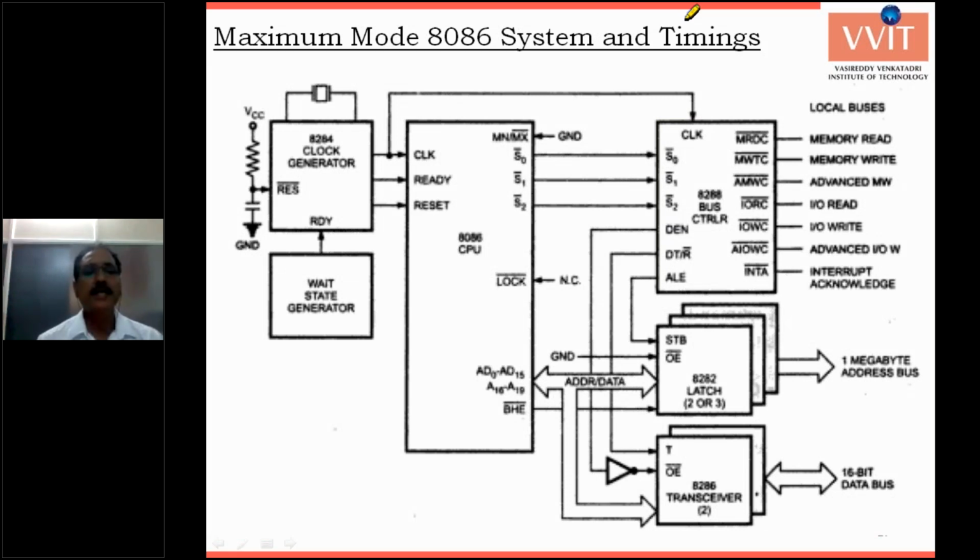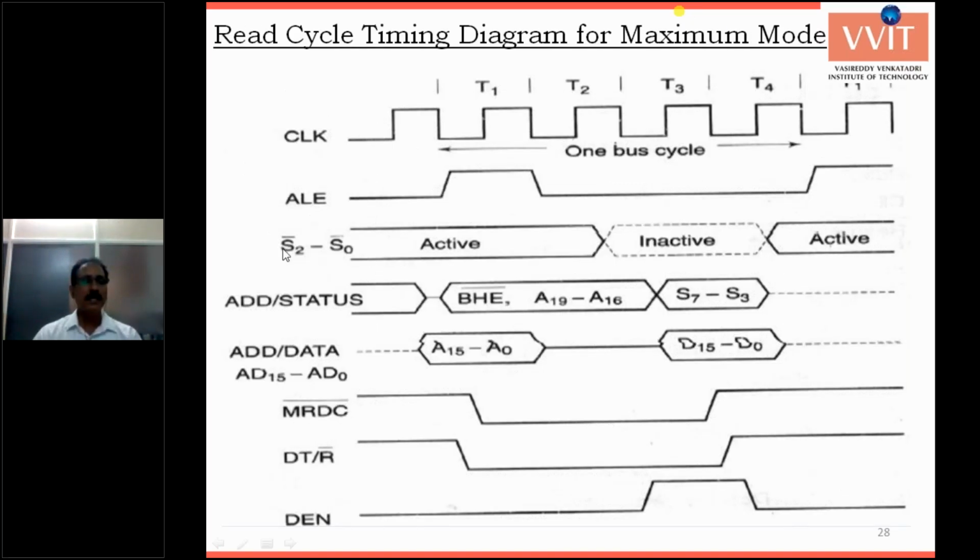Next, similarly, the read cycle in maximum mode configuration. It is the same, but here S0 and S2 bar are additionally added. In the previous mode, there is no S0 bar or S2 bar; the memory read, M/IO bar, and reading or writing control signals are directly available. In minimum mode, direct pins are there. In maximum mode, no direct signals are generated for memory or IO devices; they are generated with the help of S0 and S2 bar and clock signals. The remaining control status is similar to the minimum mode timing diagrams.